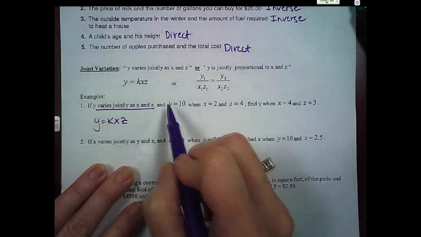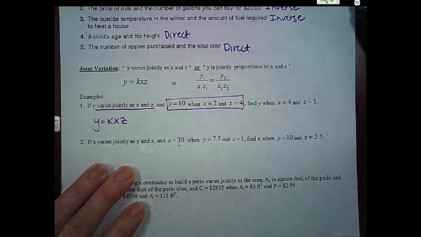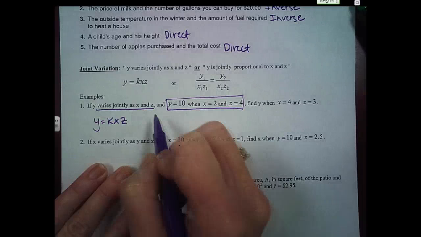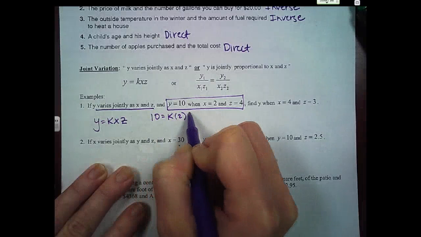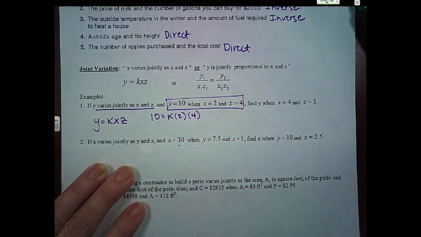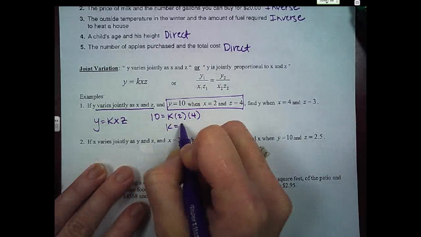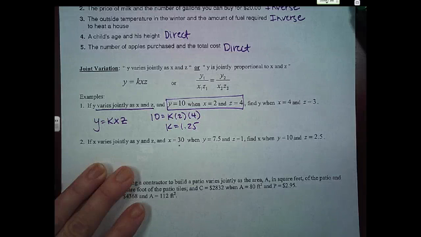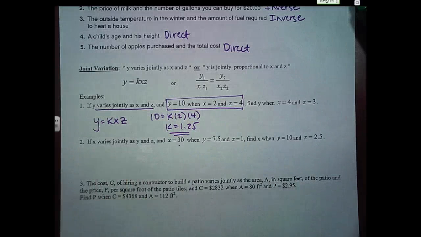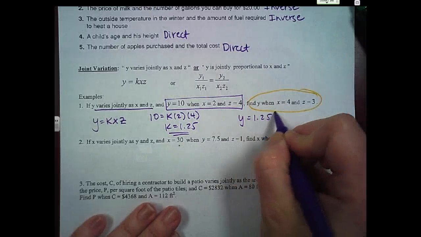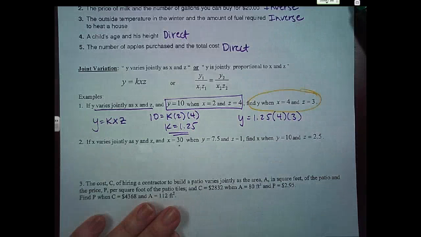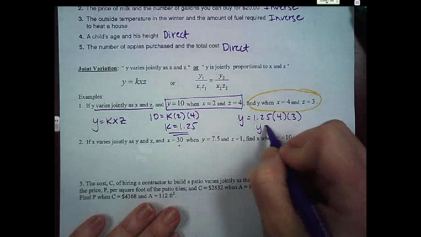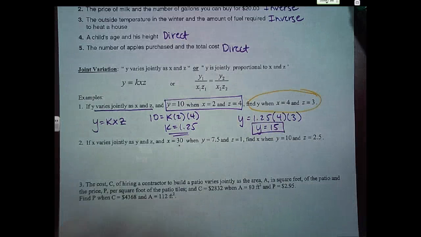Okay, and then it's going to give you information to find the constant. It's going to give you all 3 variables except k, so you can find k. So 10 equals k times 2 times 4. So k ends up being 1.25. Now that you found k, you can solve for the question. It says find y then, if I only know x and z. So y is going to be 1.25 times 4 times 3. So y is 15.